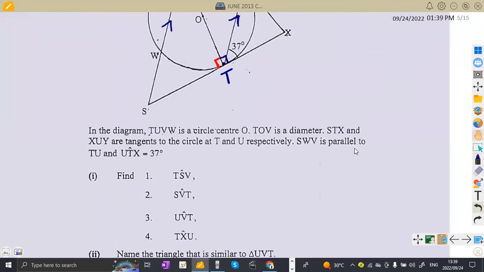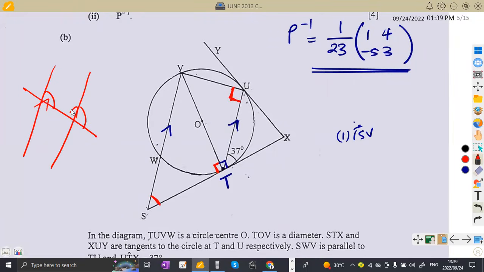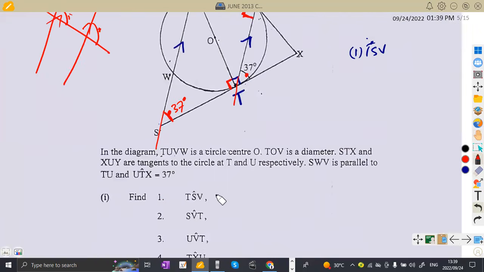Find one, TSV. So we need angle TSV. So that's our item 1, TSV. What are you going to have? Okay, so this is T to S to V. So this is the angle that we need here. Okay, so what can we have, guys? Remember, we are told that these two lines are parallel lines. And we know that from parallel lines, these two angles are the same, corresponding angles. So if we extend this line, we can see that these two angles correspond to each other. This is 37, this is also 37 degrees. So this angle is going to give us 37 degrees from corresponding angles, okay?